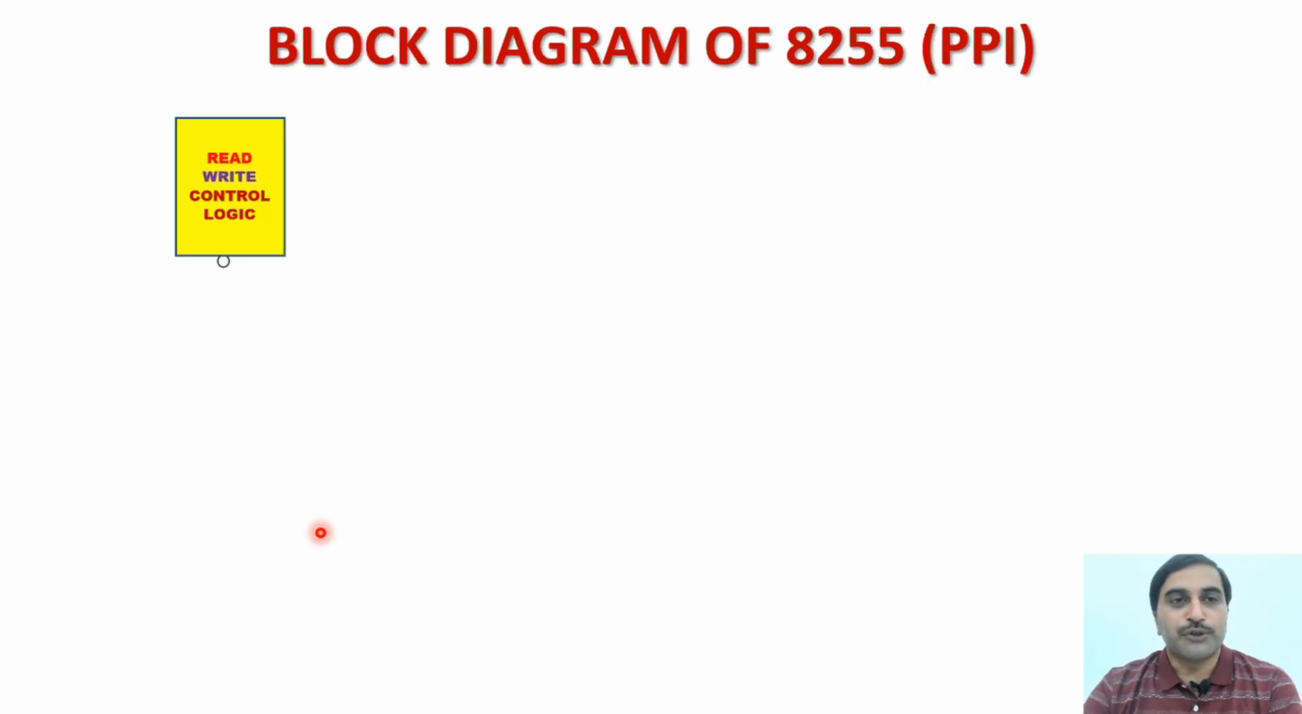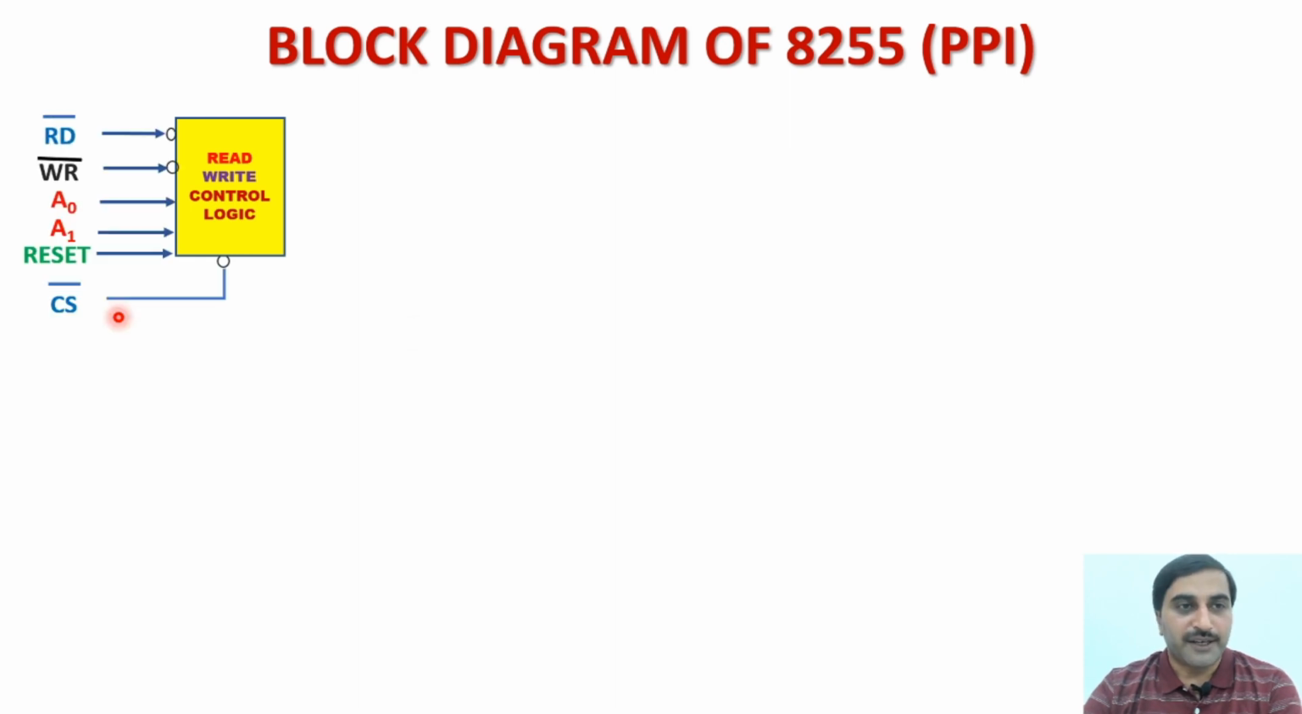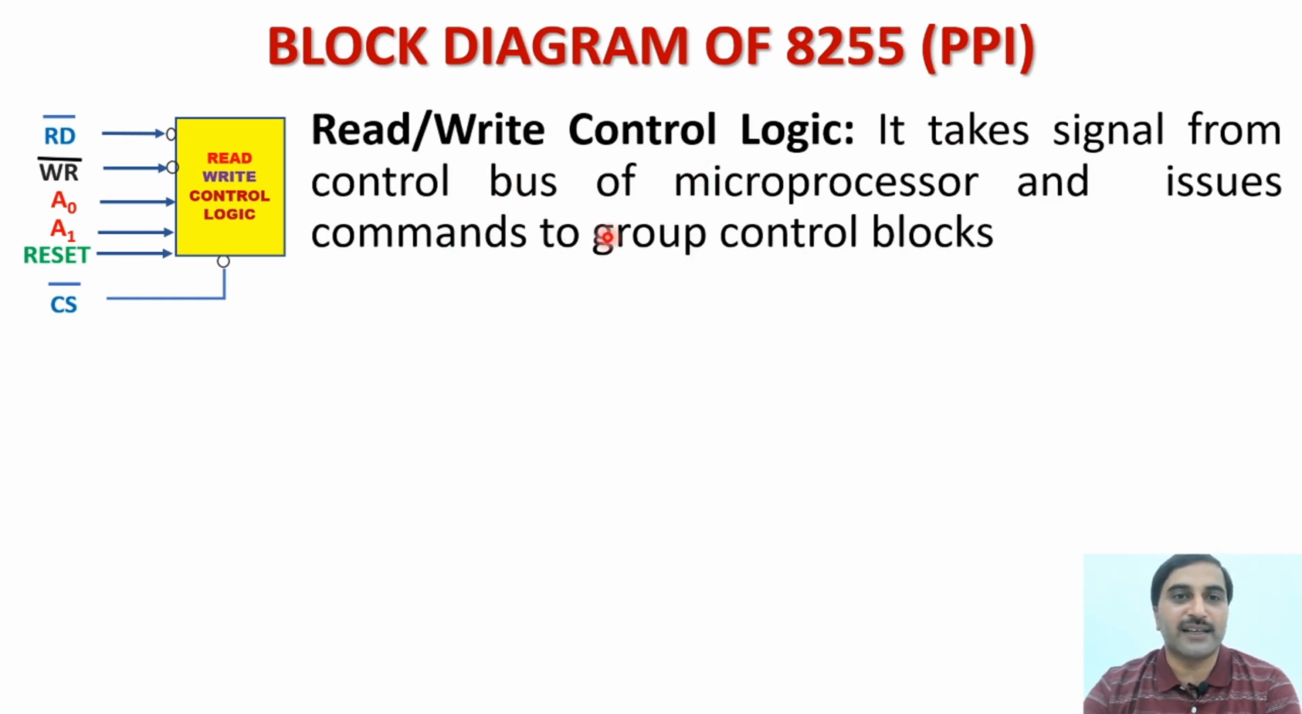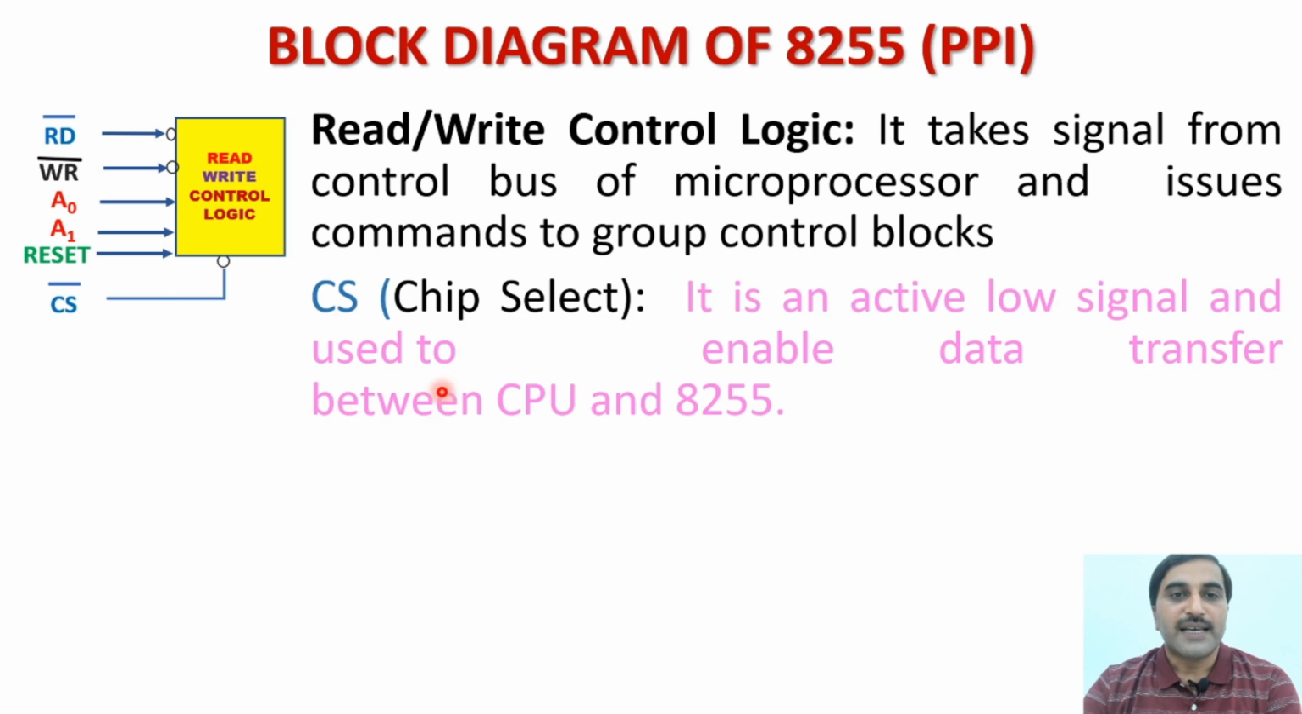Next, the most important part of this block diagram is the read-write control logic. It contains various controlling signals which are used for controlling the 8255 operation. So we can say that the read-write control logic takes the signals from the control bus of the microprocessor and issues the commands to the group control blocks. These group control blocks are basically used to control the particular group of the 8255 that we have studied, that it contains two groups, that is group A and group B.